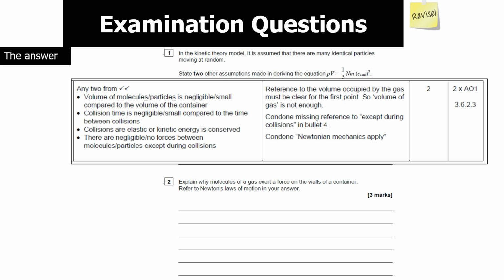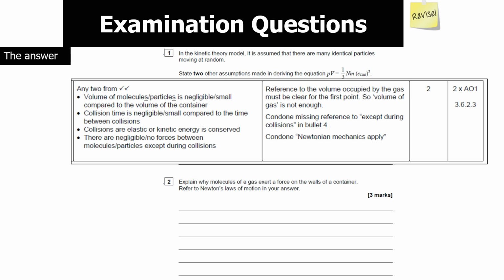And then you can also say that the collision time is negligible, or very small, compared to the time between the collisions when the particles are in motion. The collisions between all the particles and the container are elastic, which means that kinetic energy and momentum are conserved in these collisions, and finally there are no attractive forces between the molecules or the particles when they exist in the gas state.